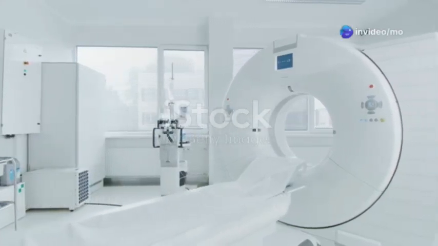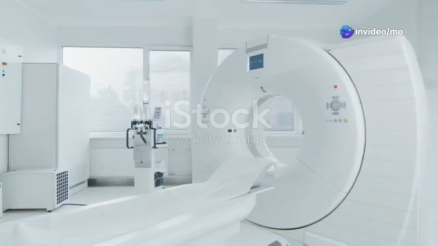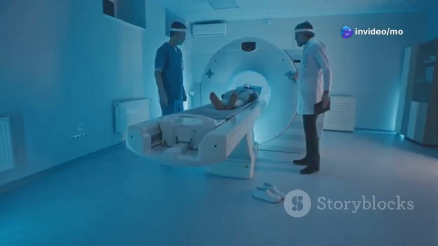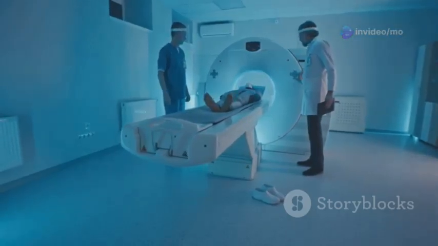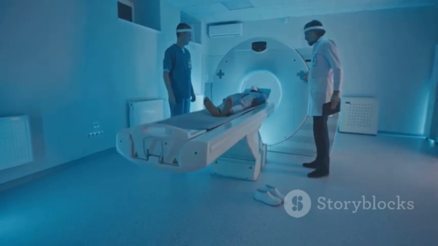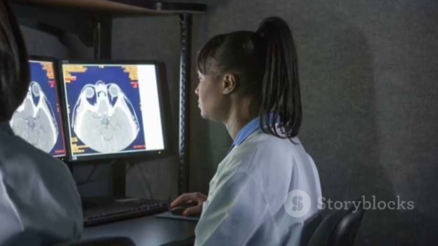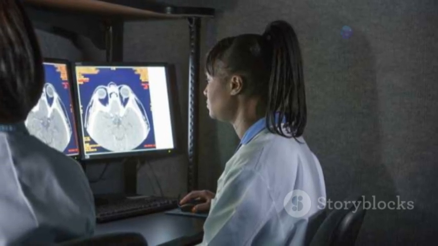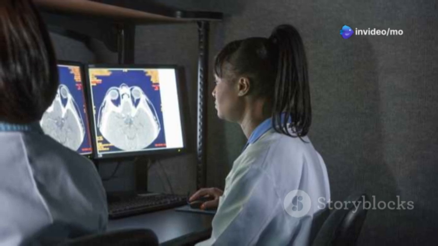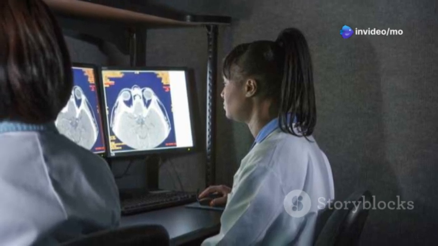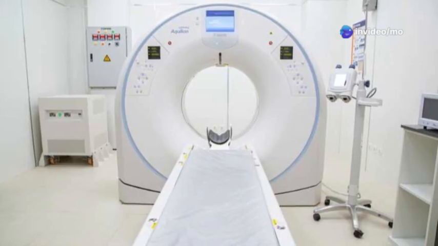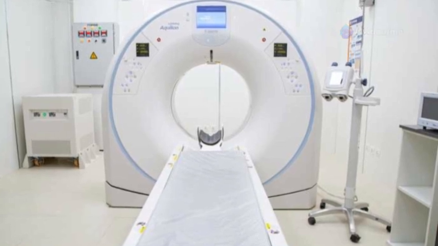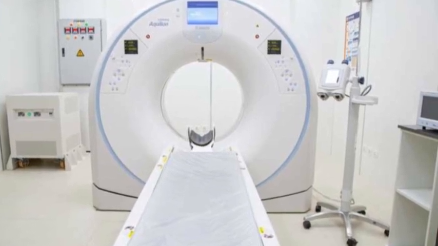Section 8, Advancements and Innovations, the future of CT scanning. The field of CT scanning is constantly evolving, with new advancements and innovations emerging all the time. These advancements are aimed at improving image quality, reducing radiation exposure, and expanding the clinical applications of CT. One such advancement is the development of photon-counting CT scanners.